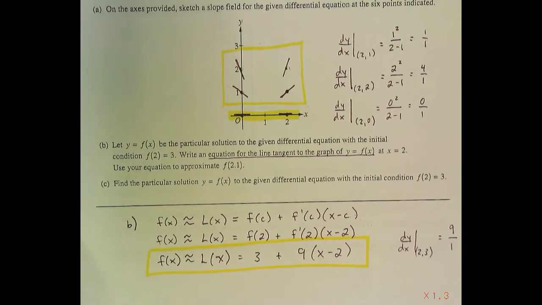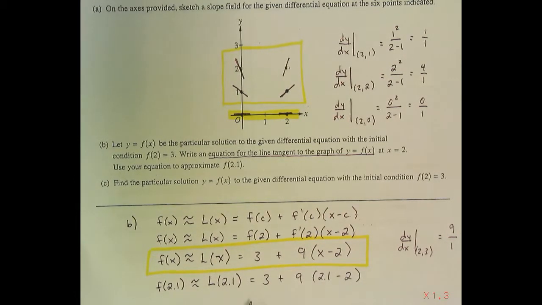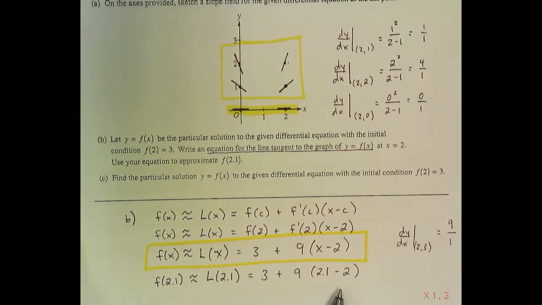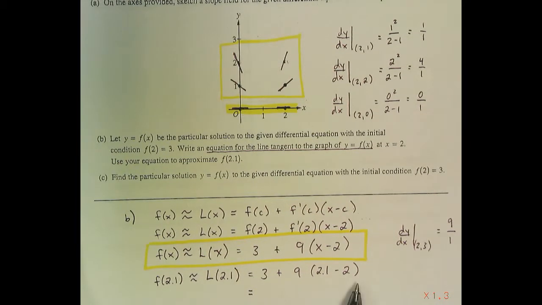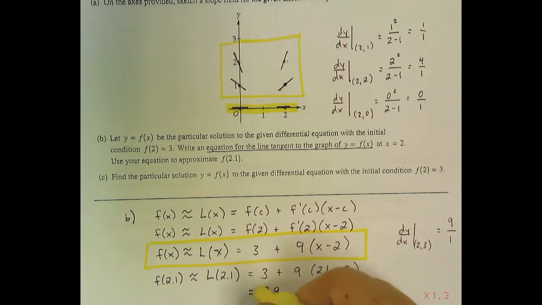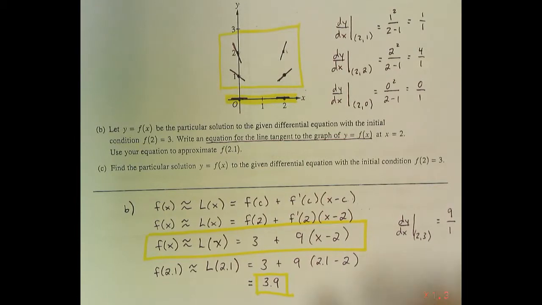So f of 2.1 is going to be approximated by the line at 2.1, which is 3 plus 9 times 2.1 minus 2. And this is numerically equivalent to the answer, or the approximation, so we can stop there. If you were one of the individuals who continues cleaning this up, this simplifies down to 3.9. And you get your second point for finding that approximation off of the tangent line equation.